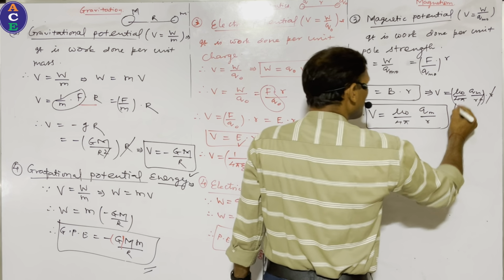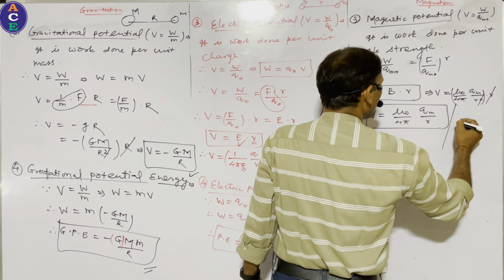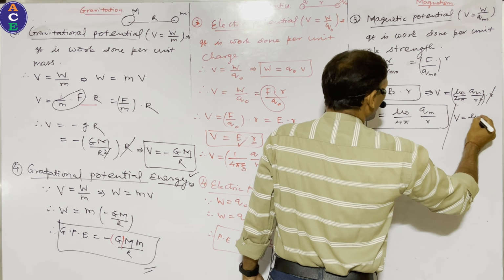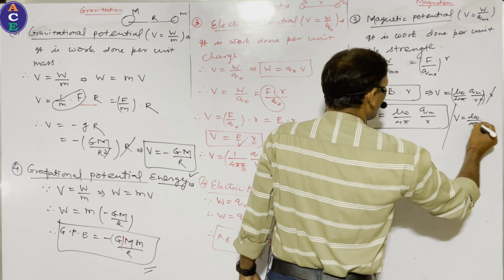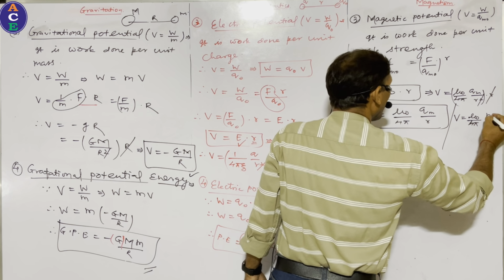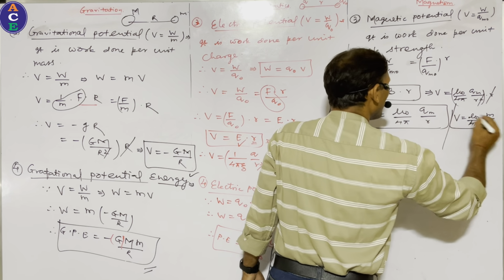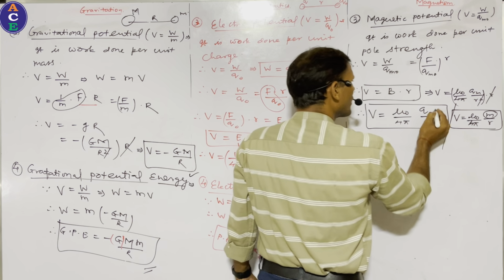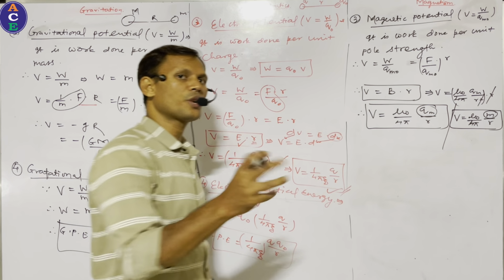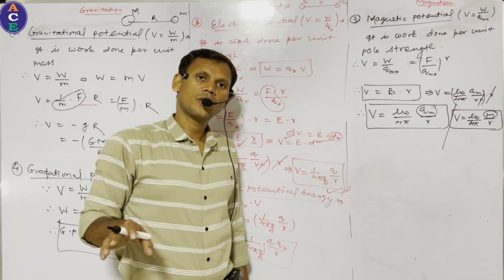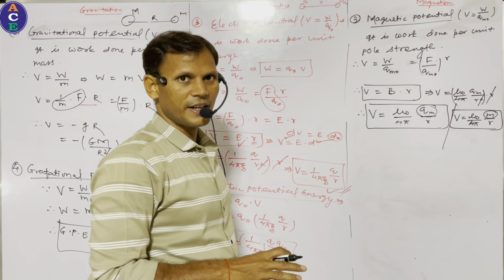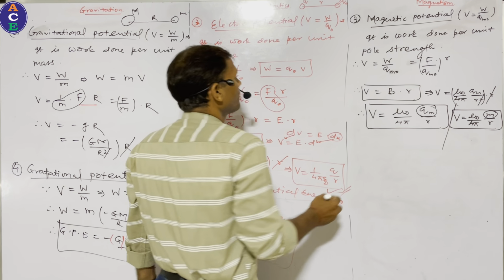And sometimes we can get it as V is equals to mu naught by 4 pi m by r, small m. This is again pole strength and this is also pole strength. So if the notation changes, there is no need to be worried. The concept must be clear.